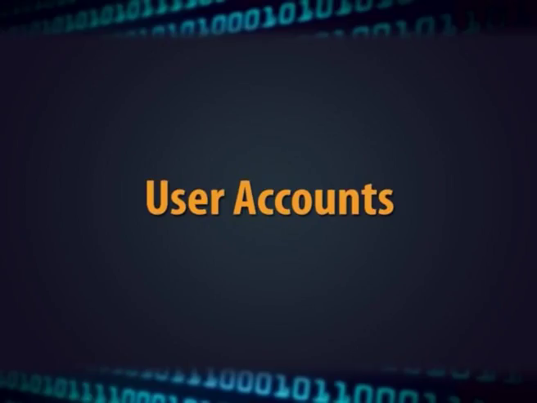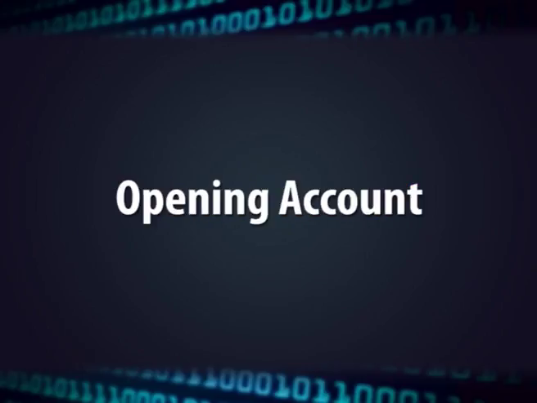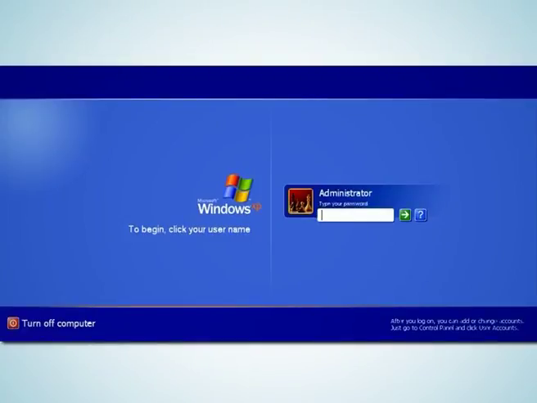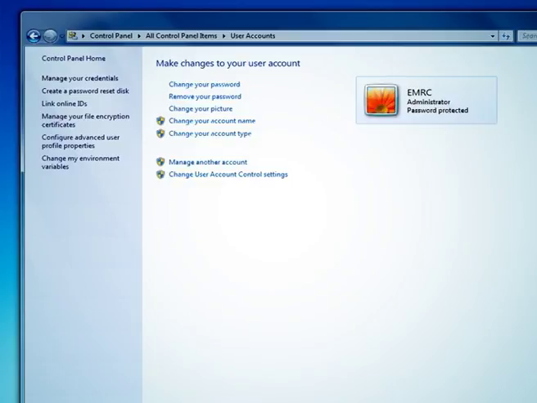Our next option is user account option. In that, first option is opening account. When you turn on your computer, you have to enter username and password to log in to your computer. In control panel setting, you can reset name and password, and change user account picture. In that option, you can do these things.